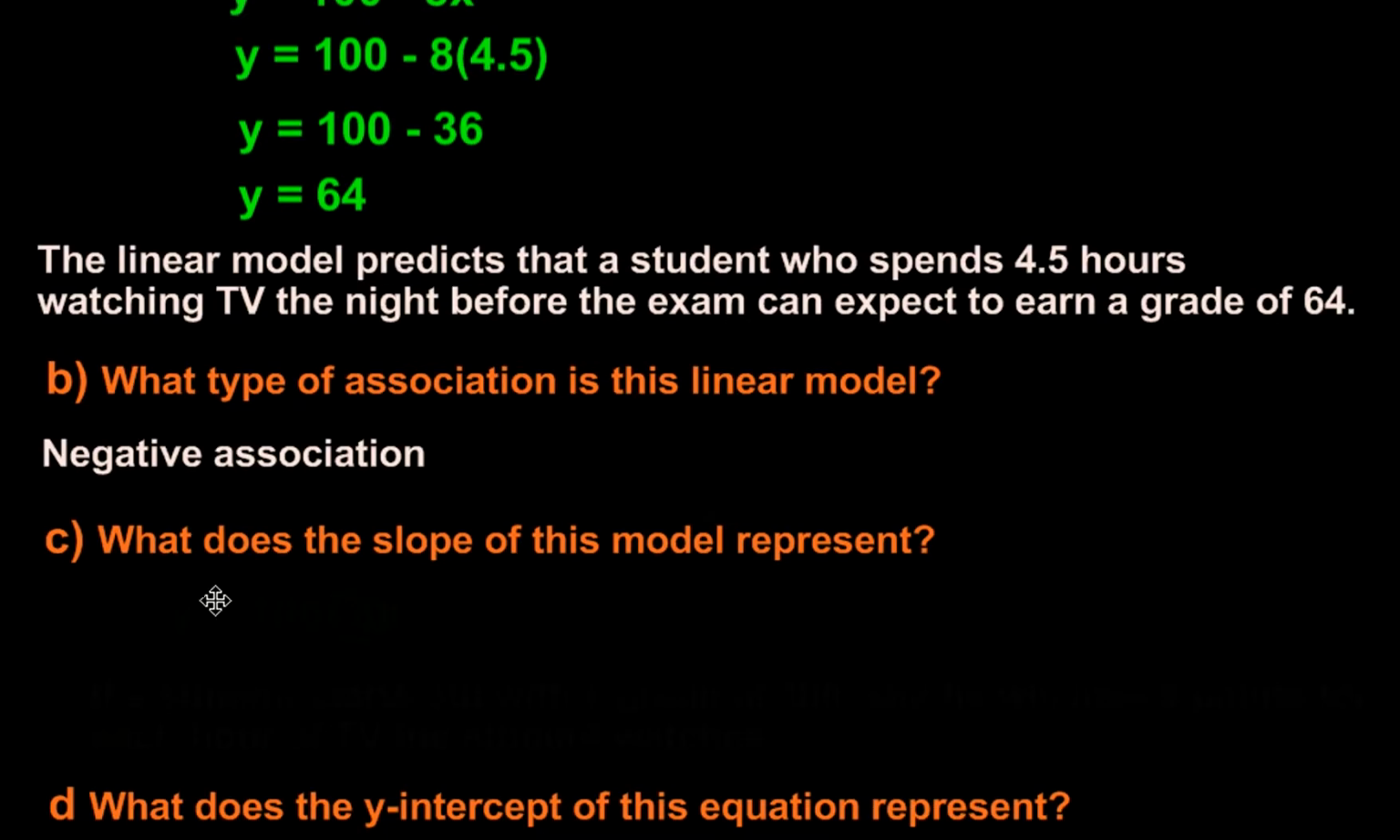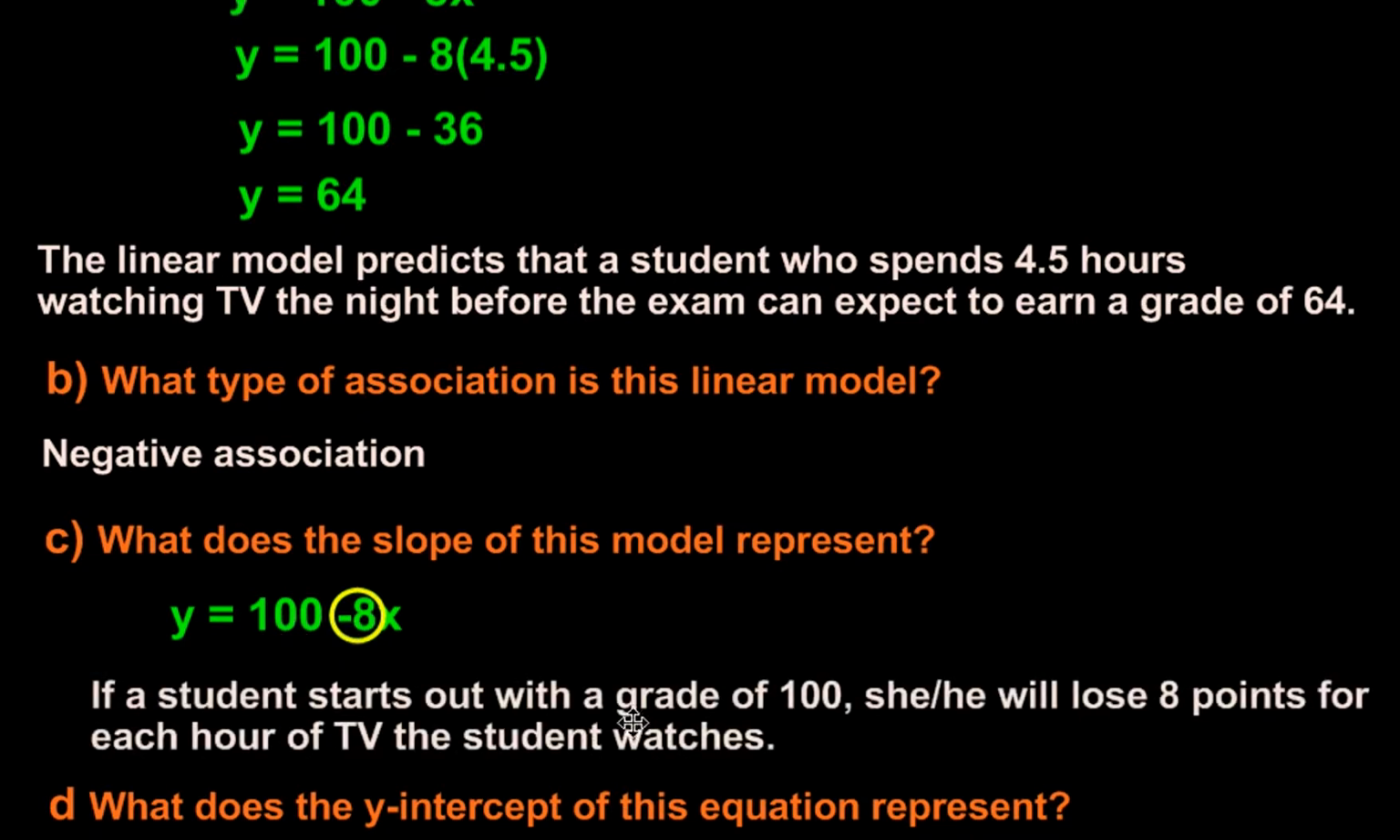What does the slope represent in this model? There's the slope right there, negative 8. What that's saying is that at a base score of 100, for every hour you watch TV, you lose 8 points. If a student starts out with a grade of 100, he or she will lose 8 points for each hour of TV the student watches.